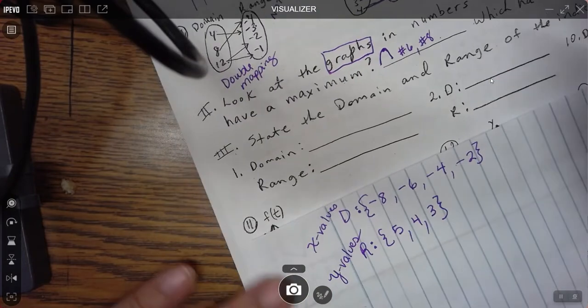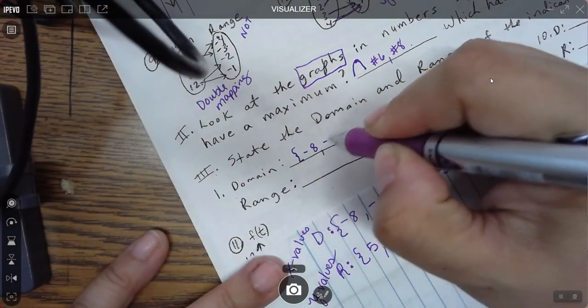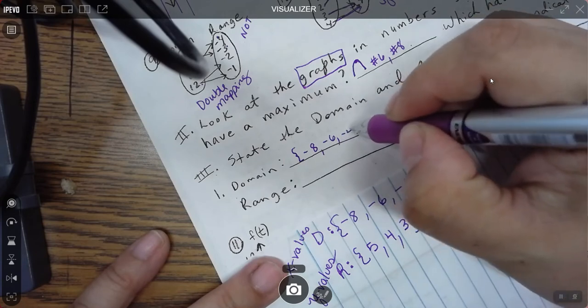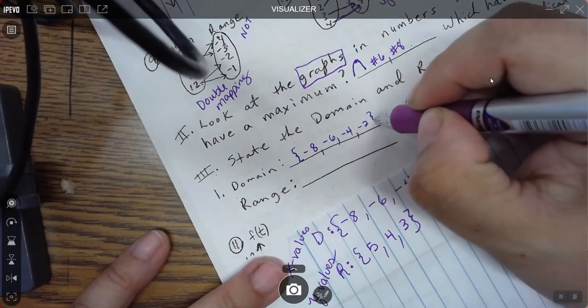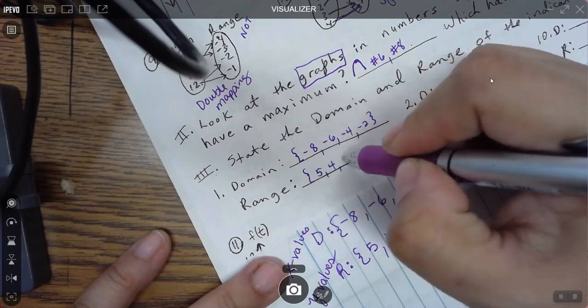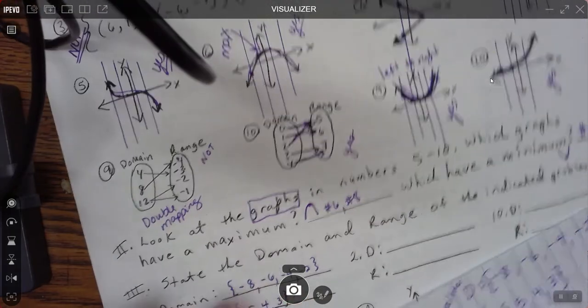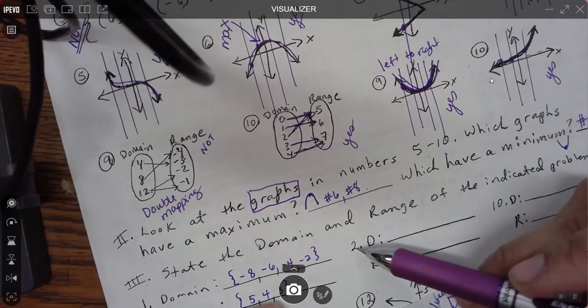Okay. So the domain is -8, -6, -4, and -2. And the range is 5, 4, and 3. Okay. And they can come in any order. It really doesn't matter. All right, domain and range for number 2.